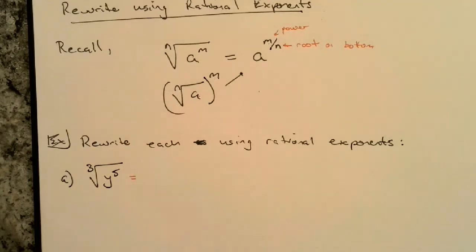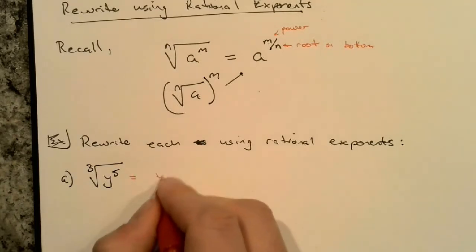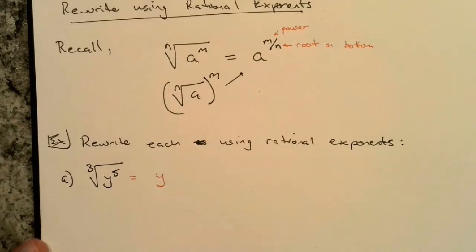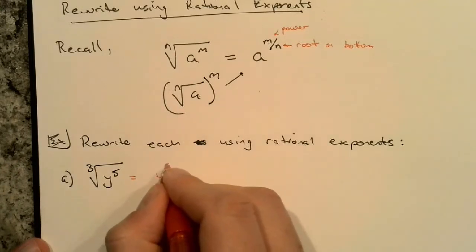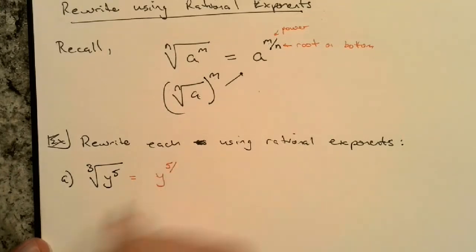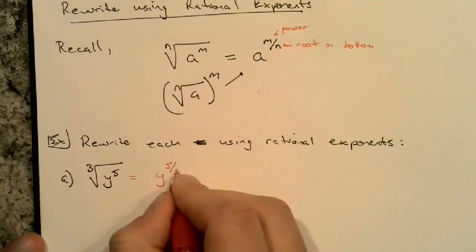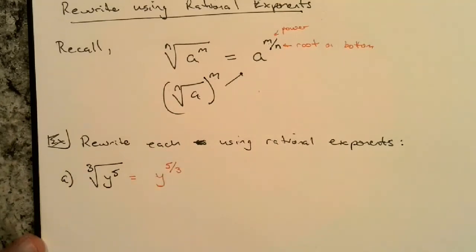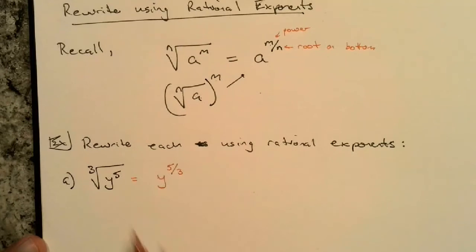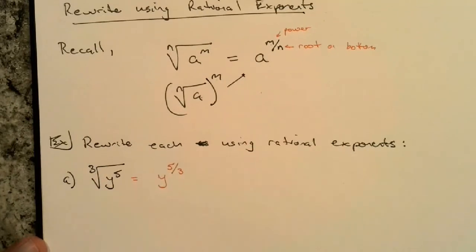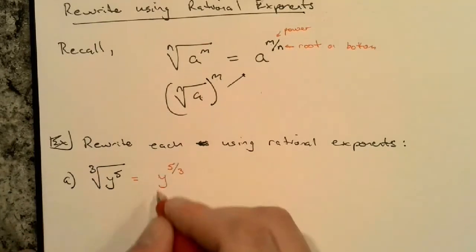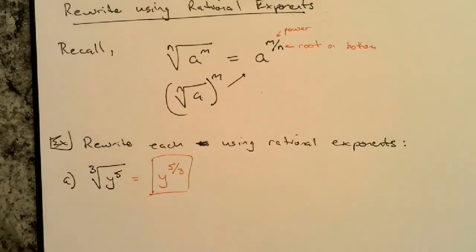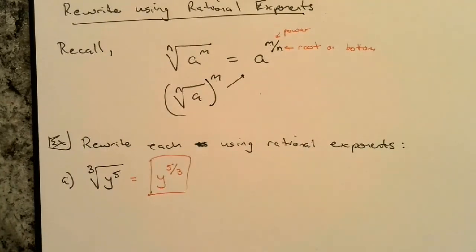should ask yourself first, what's the base? Well, the base is y. And then what's the power? Well, the power is the fifth power over what's the root? The root is the third root, so it's 5 over 3. You take the power, it goes on top, the root goes on the denominator, so it's y to the 5/3, and that's it. I wrote it as a rational exponent. Remember, rational means as a fraction, so a fractional exponent.